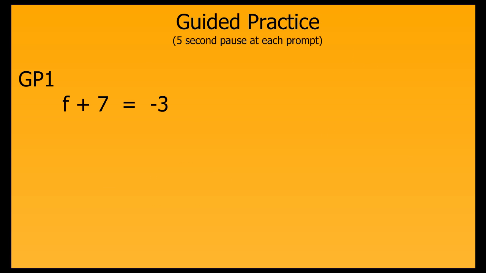Now for our guided practice section. We're going to work through some problems together. You do not need to write down these problems, just step through them with me. At each step I'm going to prompt you with a question you should be asking yourself. Then I'll pause for about 5 seconds for you to think about it and answer it for yourself. Then I'll show you. So, for this first problem, our first question is, what are we trying to do here?